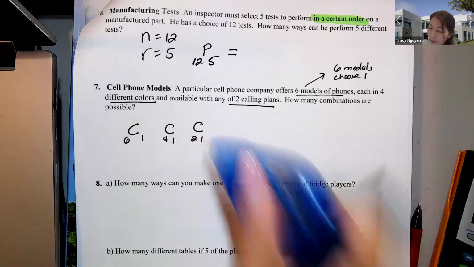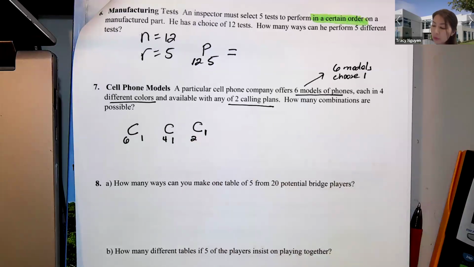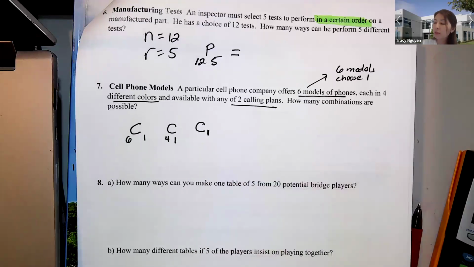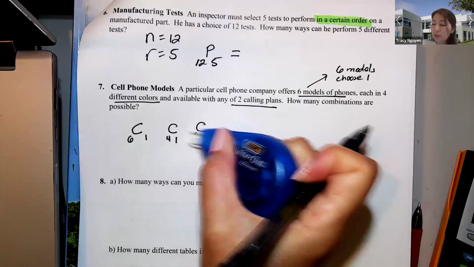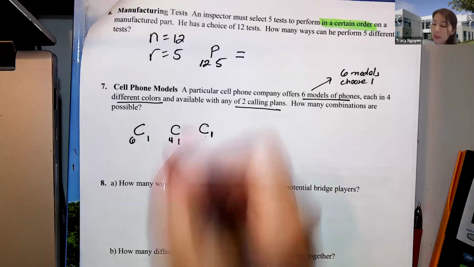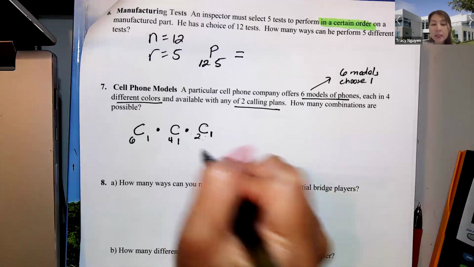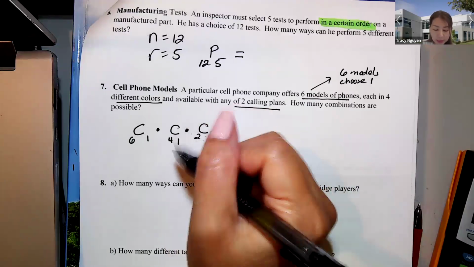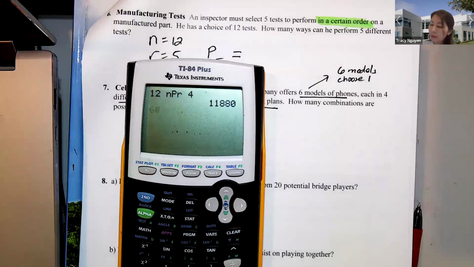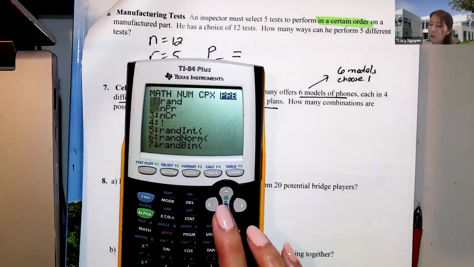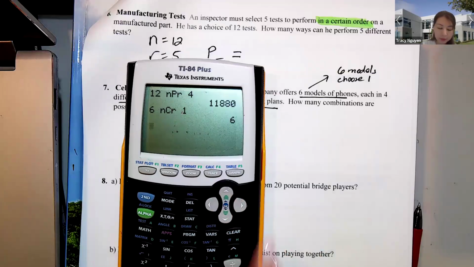All right, so now, it's not too obvious in this problem that we choose 1, but think about it. There are 6 models, then you choose 1. There are 4 colors, you choose 1, and there are 2 plans, you choose 1. That's why we have the number 1 here, okay? Then now for each one, you just do the computation separately. Combination of 6 choose 1. So 6 math PRB, you go down to combination, which is number 3, choose 1. You ended up with 6.